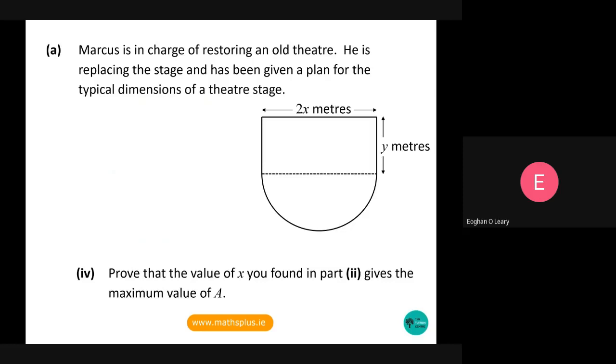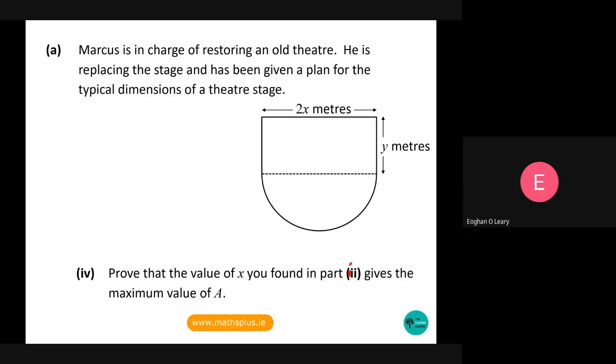And here we are now. Once we have our answer for part 3, it says prove that the value of x you found in part II. Now, thanks to the student who emailed this in correctly, it should say part III, but I don't think it would have thrown anyone off because it was obvious that the answer you had would give you the maximum value.